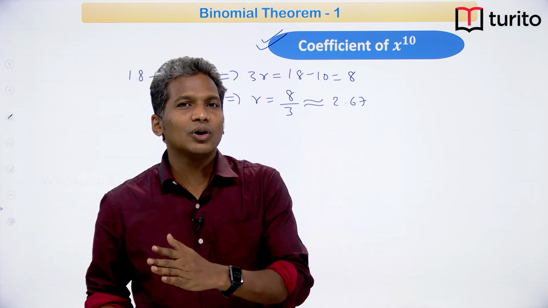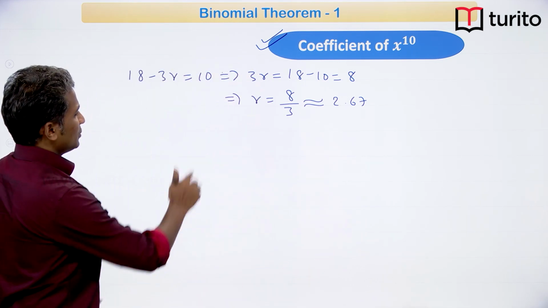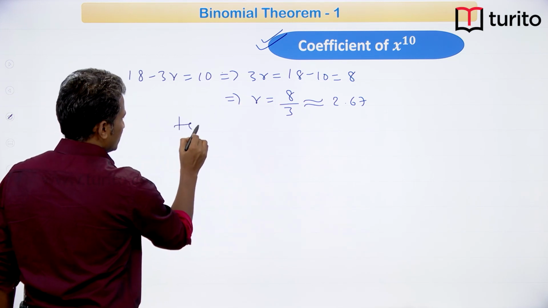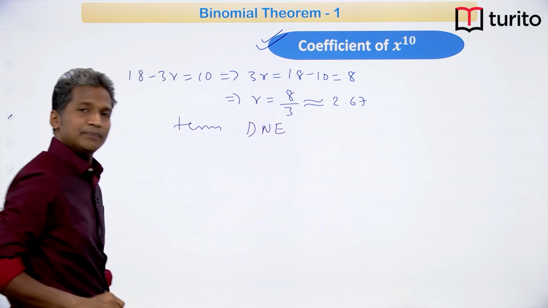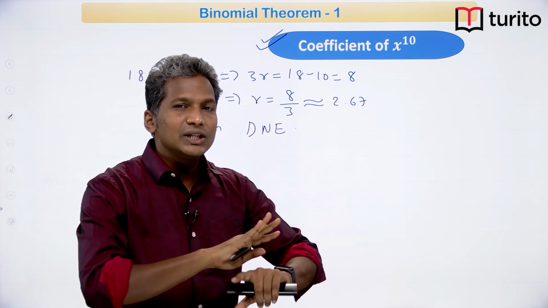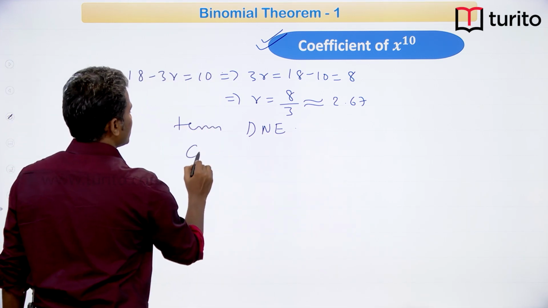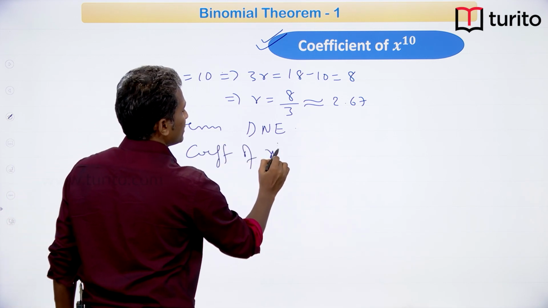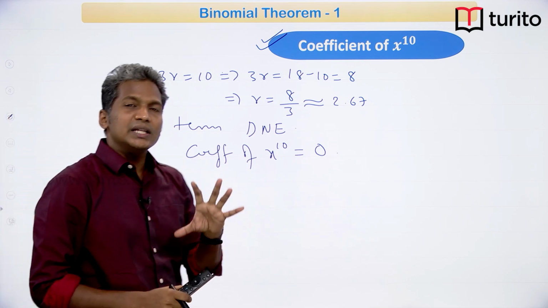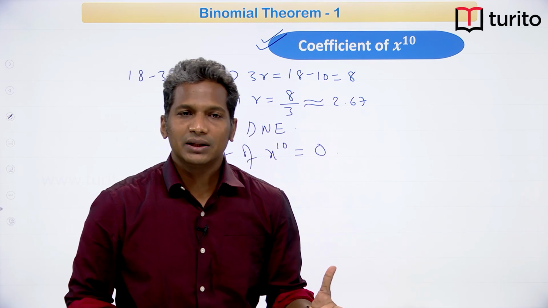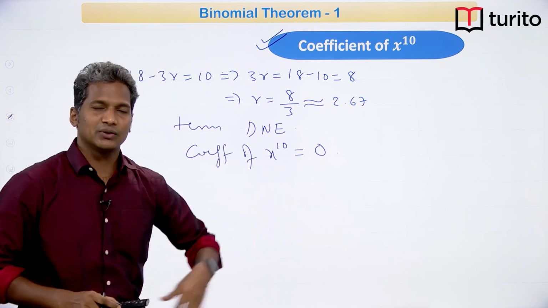Either you have the second term or you have the third term. You cannot have a 2.67th term. So, this means the term that we are looking for does not exist. The term that we are looking for is not in this expansion, which also means the coefficient of x raised to 10 is going to be nothing but 0. If there is no such term, we can conclude that the coefficient has to be 0. I hope you have understood this idea also.